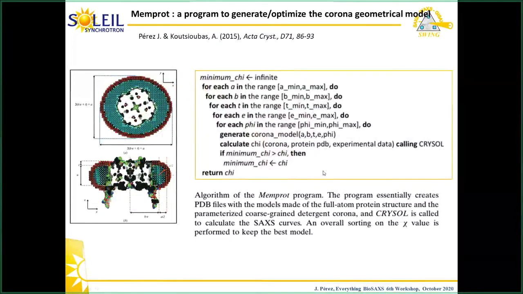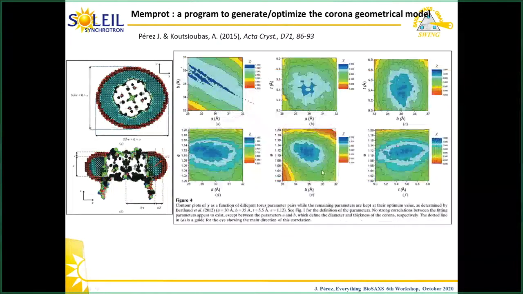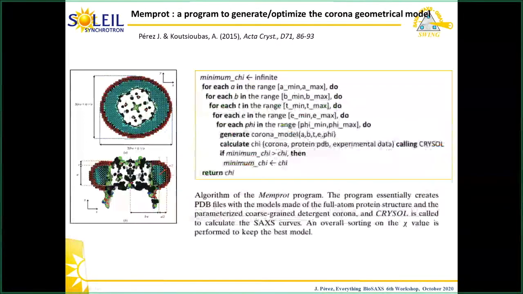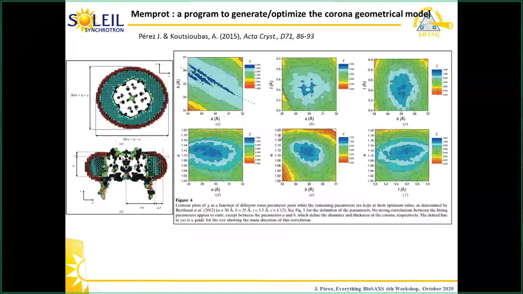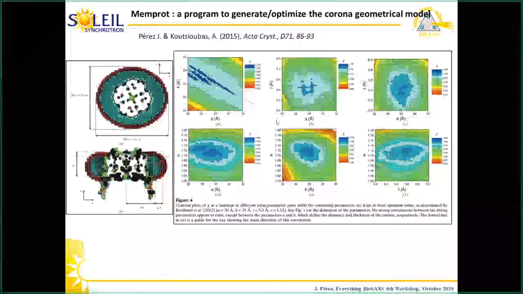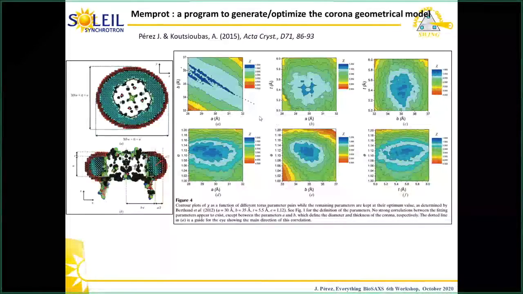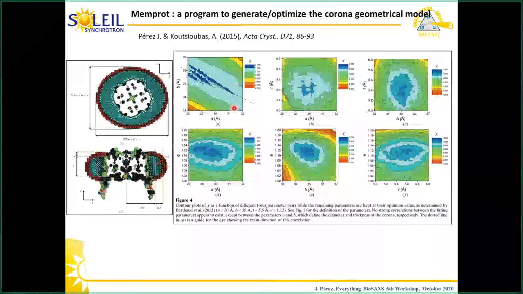Memprot computes the chi values using Crysol for each of the models generated this way. And at the end of the program, you have these correlation maps that compare each parameter with another one, and plot the chi values as a function of the two parameters.